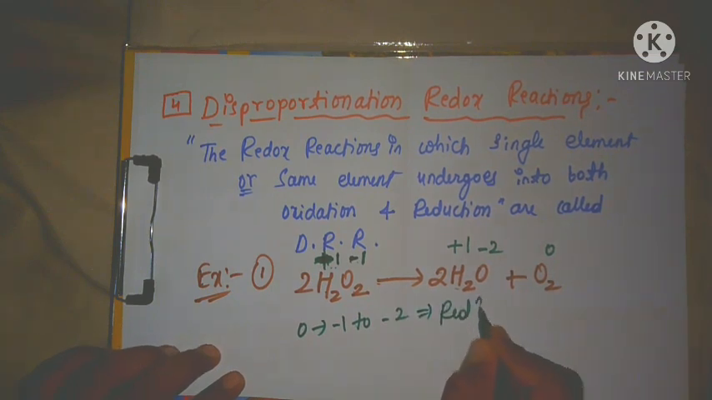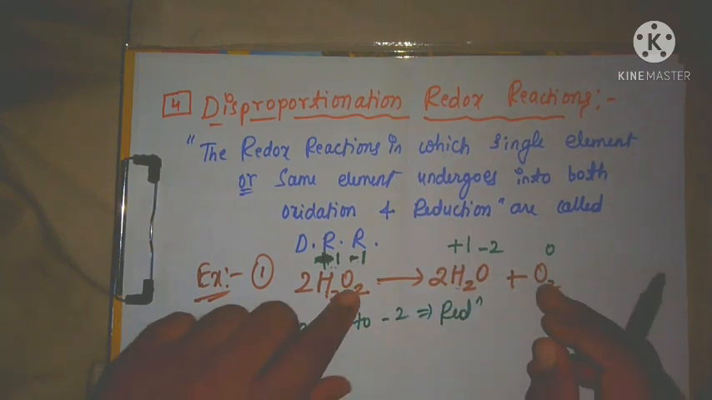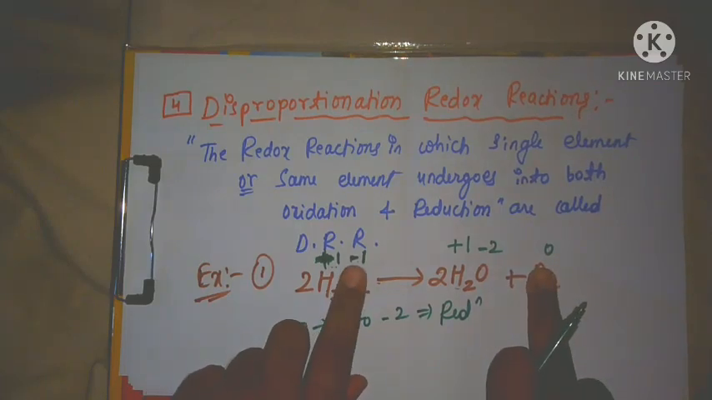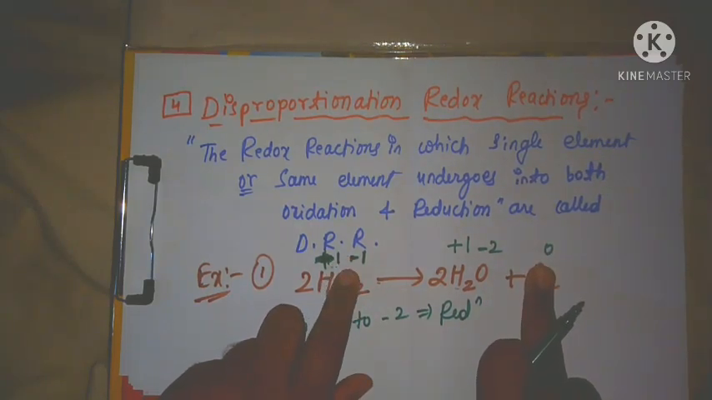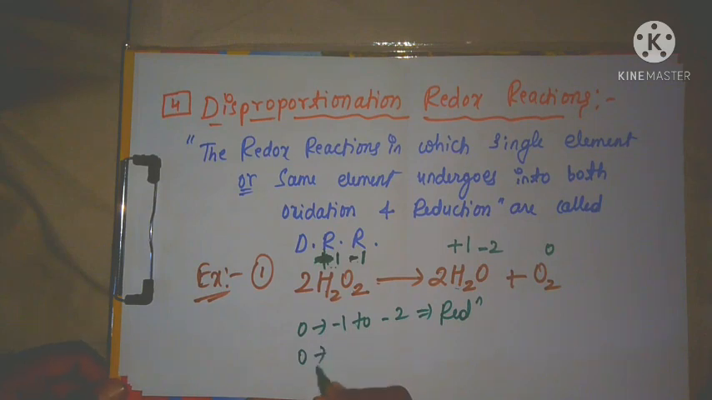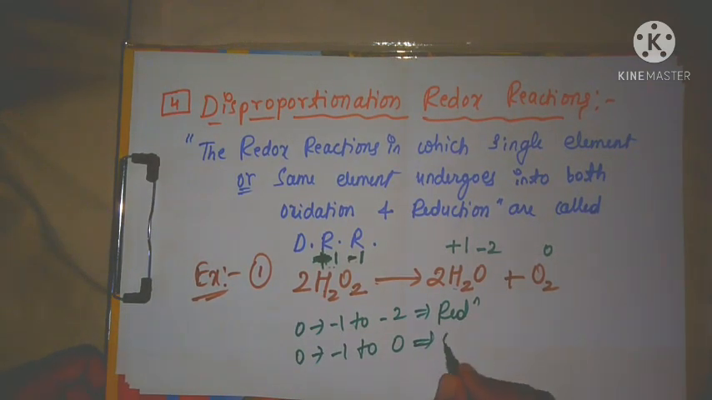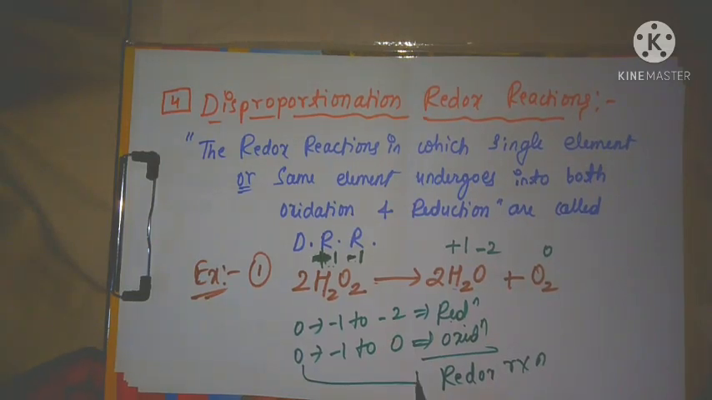Therefore, it is reduction. Now from oxygen in the first to the last, it is changing from -1 to 0. Therefore, the oxidation number of oxygen is increasing, so it is oxidation. Here reduction is there, oxidation is there. Therefore, it is a redox reaction, but both are because of only one element, that is oxygen. Here oxygen undergoes both reduction as well as oxidation.